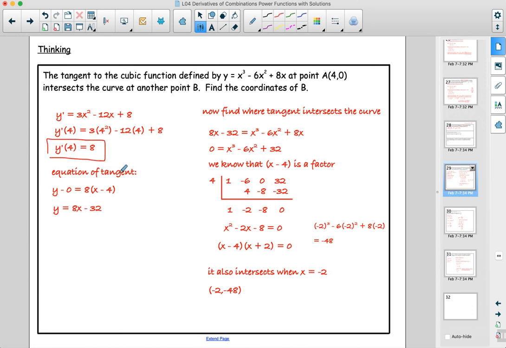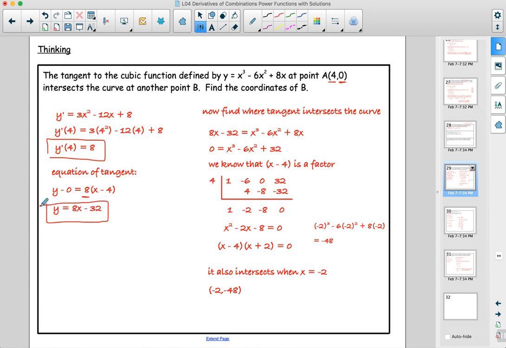I now need the equation of the tangent. So I'm going to plug into y minus y naught equals m times x minus x naught. y naught is 0. The slope of the tangent is 8, so I plug in an 8. In brackets, x minus x naught is x minus 4. So y minus 0 is y, so y equals 8x minus 32. That is the equation of the tangent.